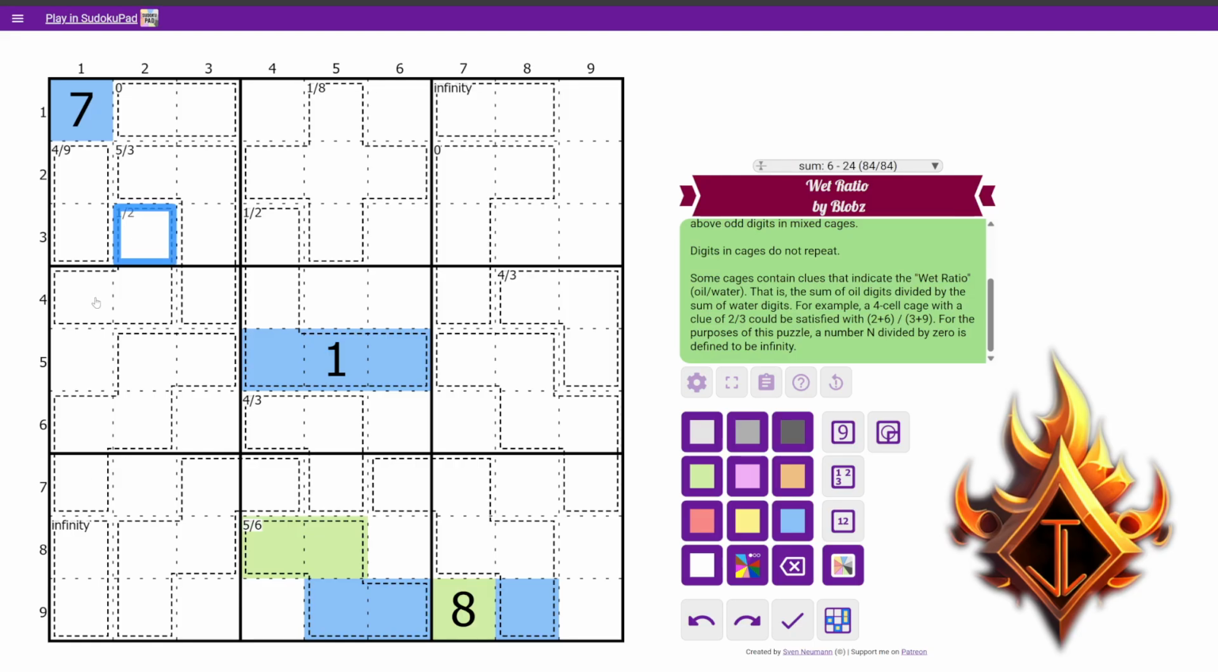This will be mixed, so it will have water and even. This one will be even. That one could be even, but it could be water as well. That could be 10, that could be 5. For instance, this is a ratio 4:9. So that just has to be 4:9.